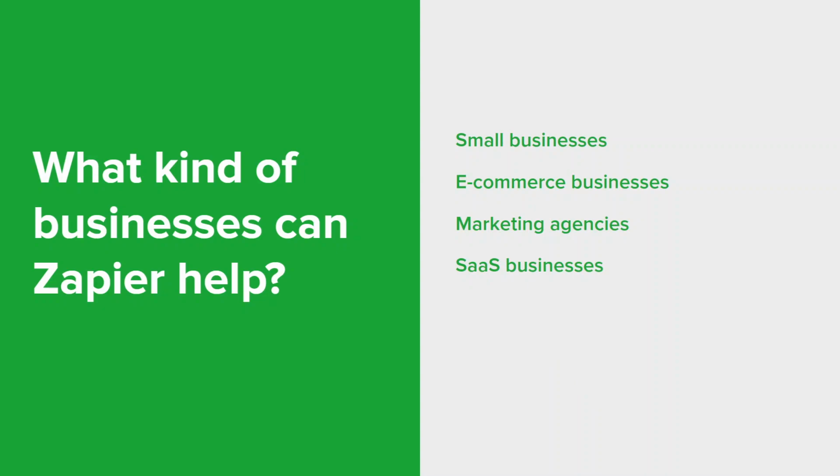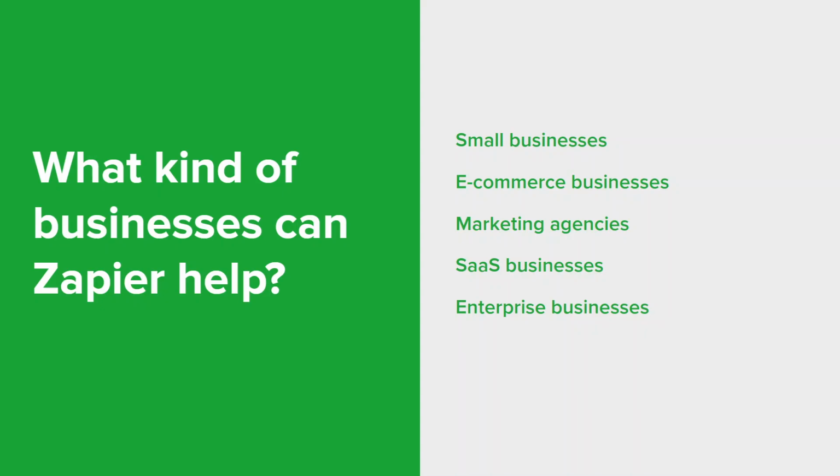Zapier can also help SaaS businesses to automate tasks like onboarding new customers, creating support tickets, and sending out product updates. This can help SaaS businesses to provide a better customer experience. And lastly, Zapier can help enterprise businesses as well to automate tasks like integrating their CRM system with their marketing platform, or syncing their sales data with their accounting software. This can help enterprise businesses to improve their efficiency and their productivity as well.